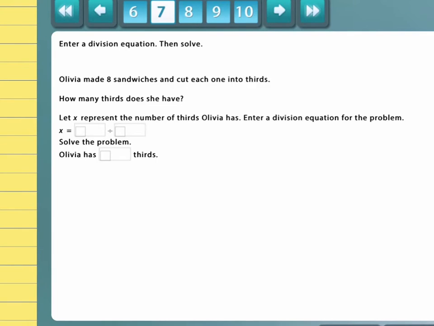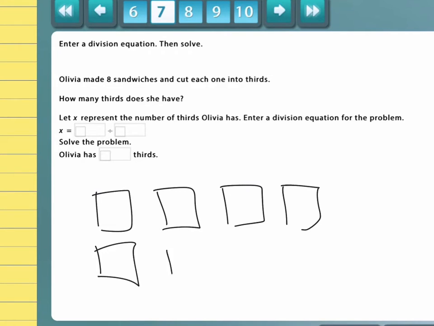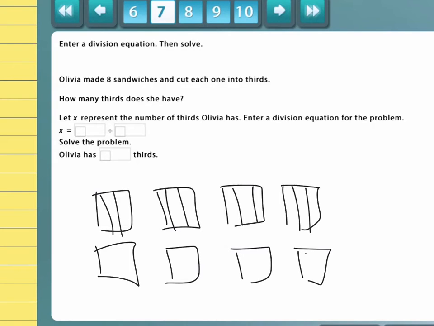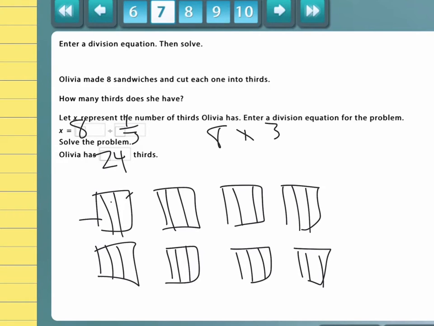They're asking us to write a division problem. Olivia made 8 sandwiches, so I should draw my 8 sandwiches, and everybody should do this. And she cut them into thirds, so 3/3, another 3/3, another 3/3. There would be 3/3 in each sandwich. How many thirds would she have? So she has 8 divided by a third, and you have 24 thirds just by counting. If you want to do the algorithm, it's keep, change, and flip. 8 times 3 is 24.